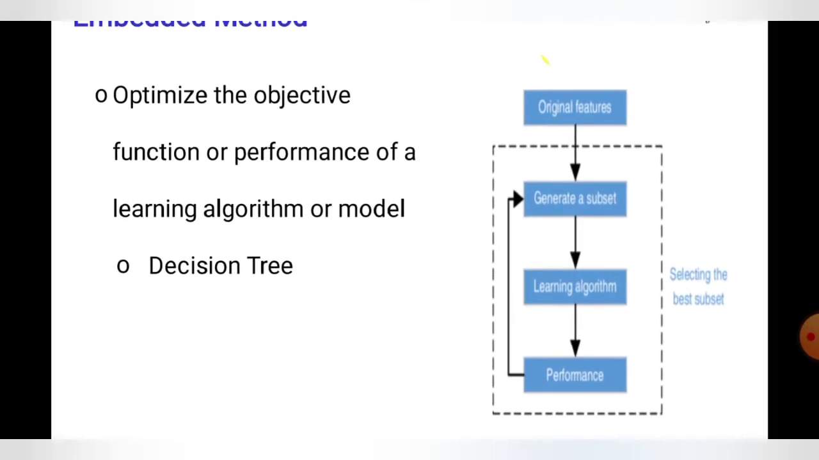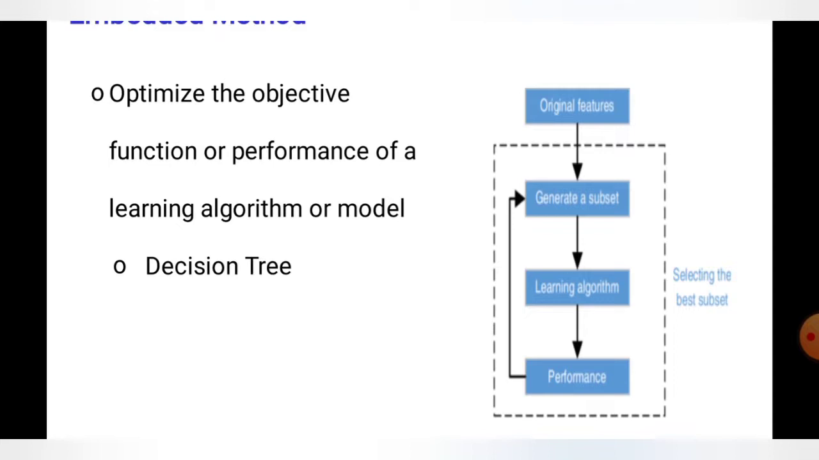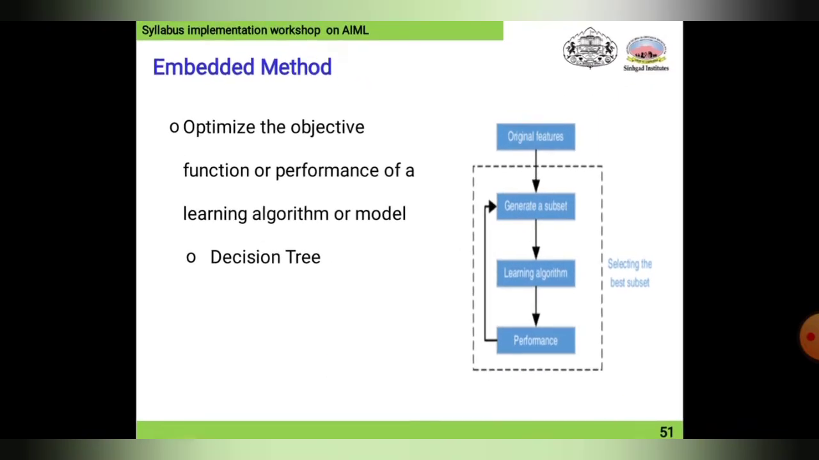Now you can see in this diagram, the original features are forwarded to generate a subset, and the generated subset is forwarded to the learning algorithm, and after whatever training is made by the algorithm, it is forwarded to performance. If the performance is not up to the mark, then it will be reverted back to the subset generator. I mean, this is a continuous loop unless and until the results are satisfactory. This procedure, from generating a subset to performance, is what we call selecting the best subset. This is how the general procedure works. So this is the embedded method, how it is working.